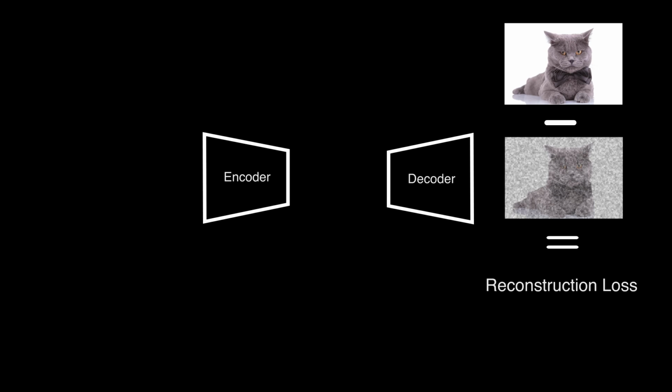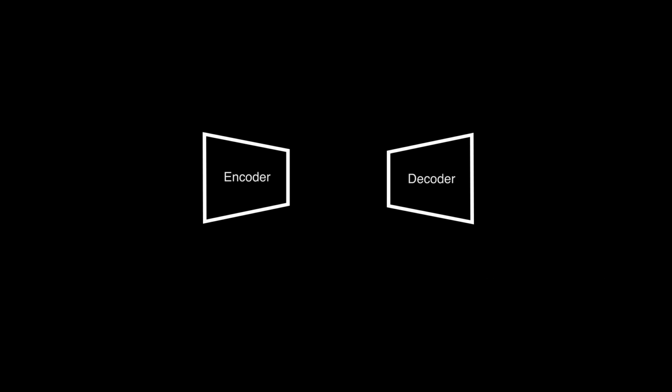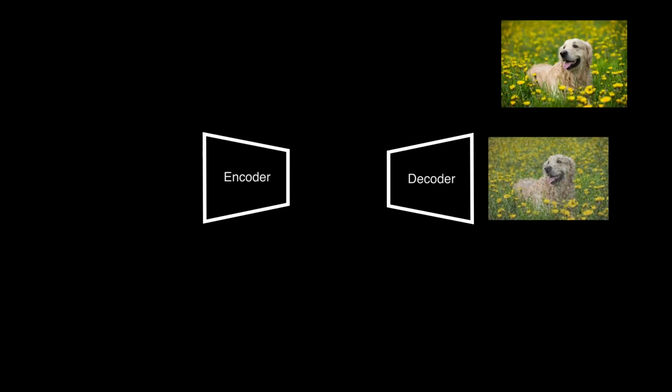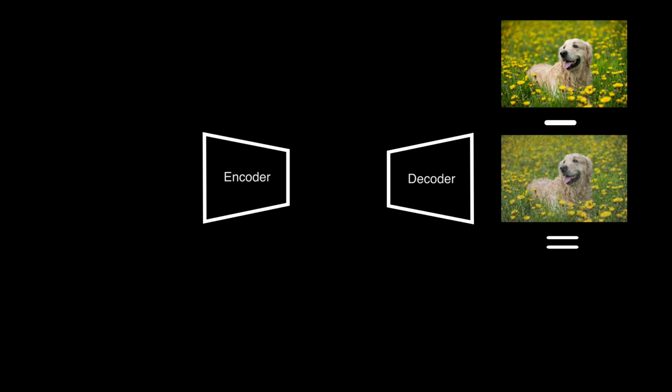To improve the model, we use a technique called backpropagation, in which the reconstruction loss is used to adjust the encoder and decoder's parameters. This process is repeated iteratively, updating the encoder and decoder's parameters each time. Eventually, the model learns to compress and reconstruct the data more accurately.